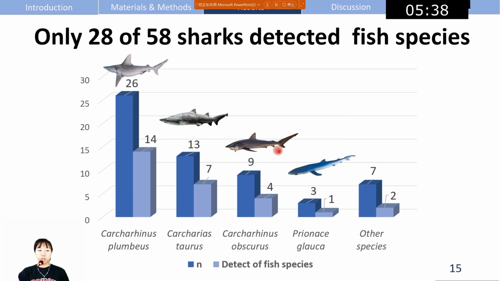As for this bar chart, it shows the number of samples of different species. The dark blue means the list of species and how many samples they caught, and the light blue means how many of this species had fish species detected. So it is obvious that not every sample had fish species detected, only 28 samples.